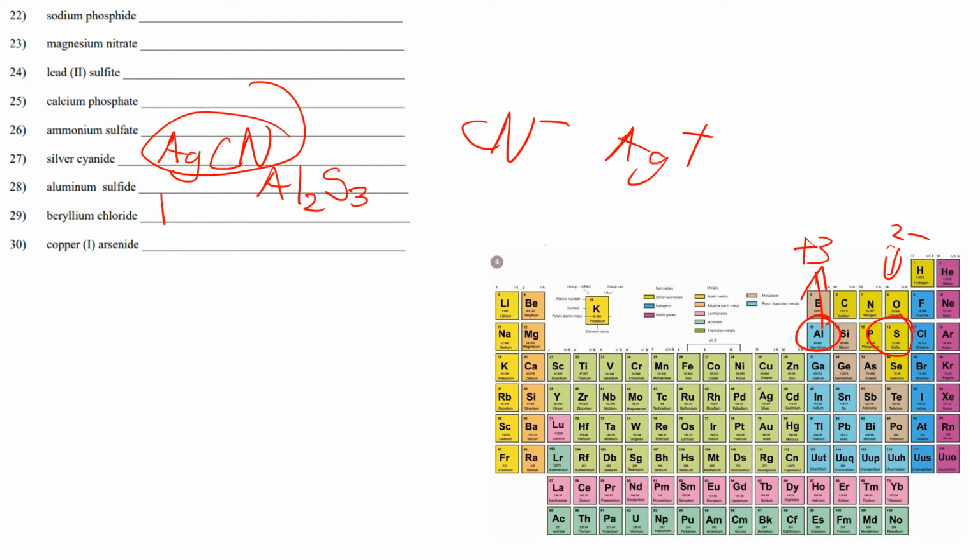Okay, beryllium chloride, Be is 2+, and chloride is -1. So we need 2 chlorides. Okay, and that is basically naming.